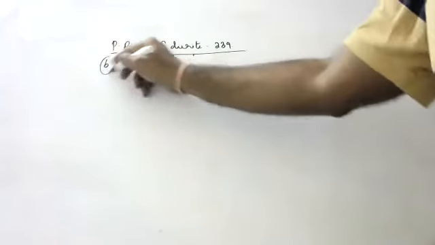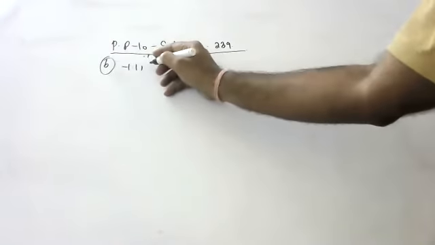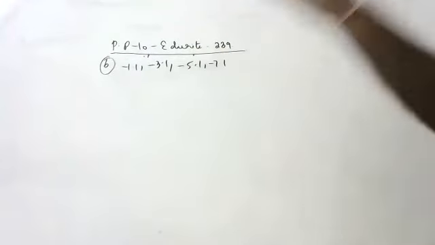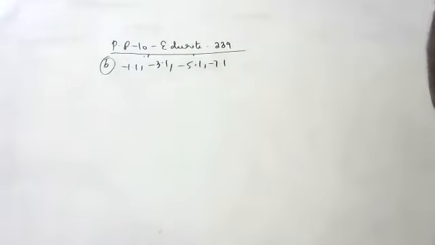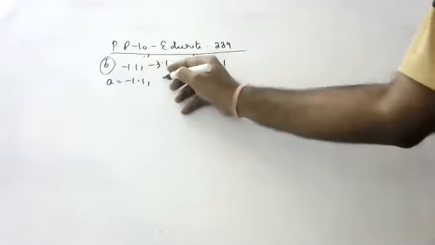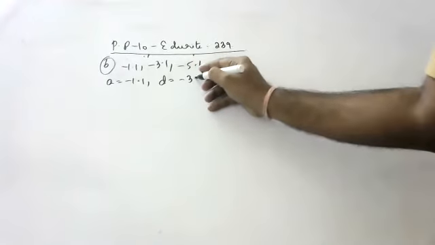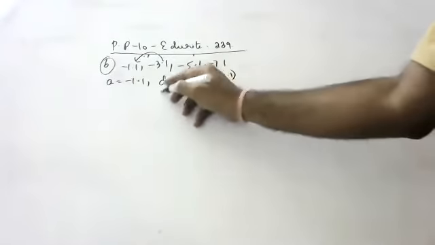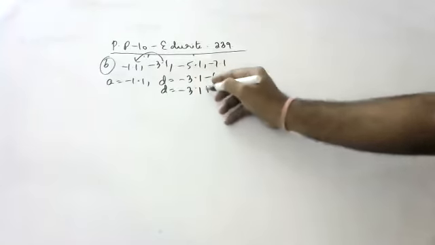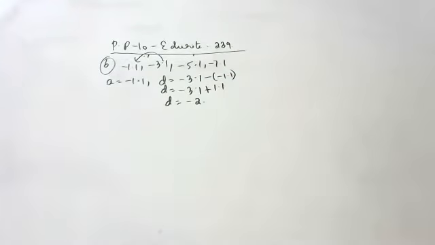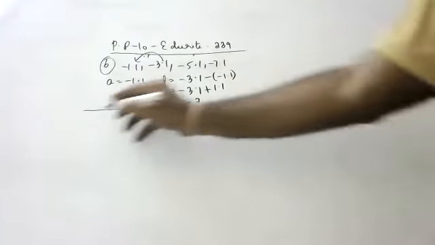Sixth question. For the AP minus 1.1, minus 3.1, minus 5.1, minus 7.1, write the first term and the common difference. What is the first term, children? Minus 1.1. What is the common difference? Minus 3.1 plus 1.1 is minus 2. Minus 2 is the common difference.